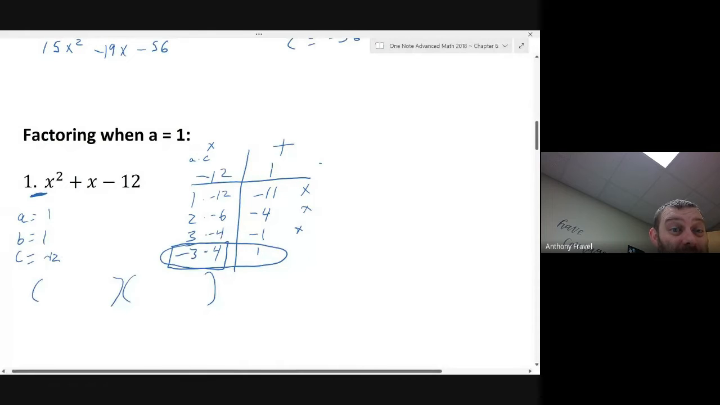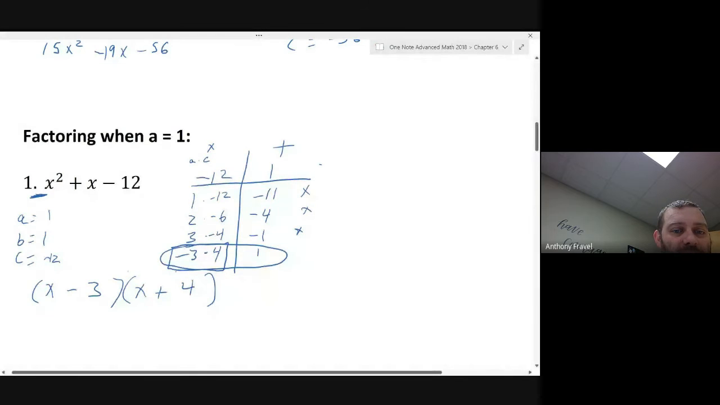With my A value being 1, I'm going to put a positive X in the front of both of them. So I've got X in one of them and X in the other one. Now that we have this -3 and this +4, I'm going to put the -3 on this side and then the positive 4 on this side. Because it's a positive, I'm going to put the plus sign. When we factored it out, this is going to be the factored answer that we need.